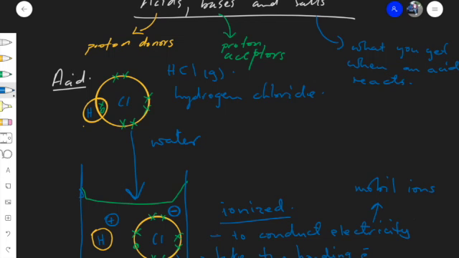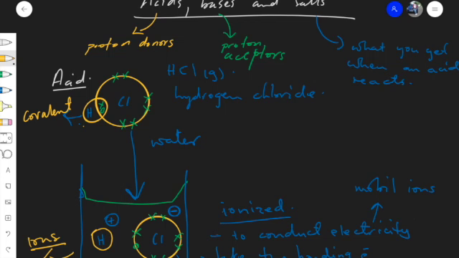It's good to say that, interestingly, before you dissolved it in water, this thing was not ionic. It was actually covalent, and so it didn't conduct electricity. But as soon as you put it in water, it actually turned into ions, and ions can conduct electricity.